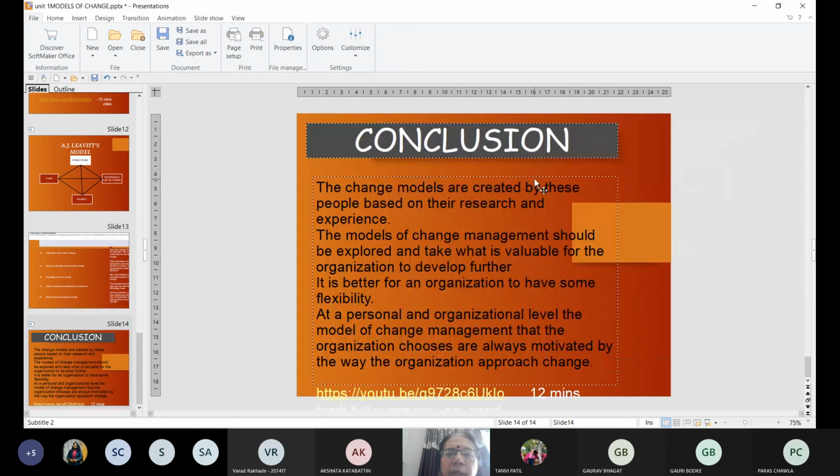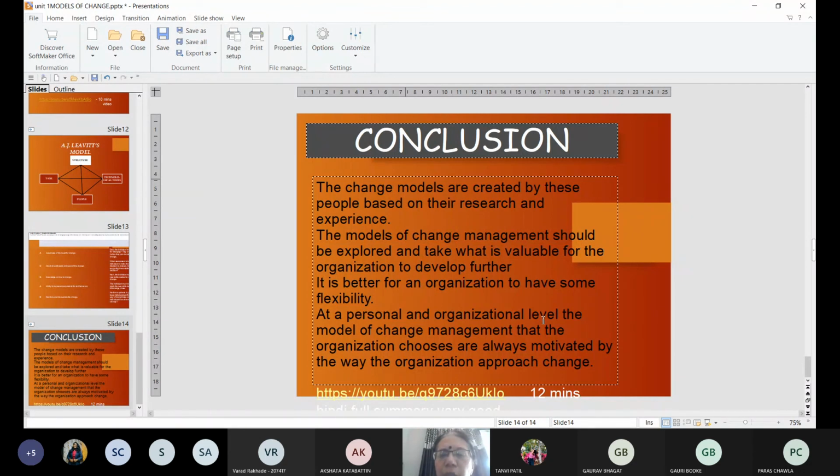The change models are created by people based on their research and experience. The models of change management should be explored and take what is valuable for the organization. ऐसा जरूरी नहीं है कि आप organization के अंदर जब भी change लाते हो as an HR manager, then you will say, okay, I will use Prosky model, okay, I will use Kurt-Lewin model, okay, I will use Levitt model. ऐसा जरूरी नहीं है. What is suitable for your organization, what is suitable for that situation, that you need to look at when you are introducing the change.